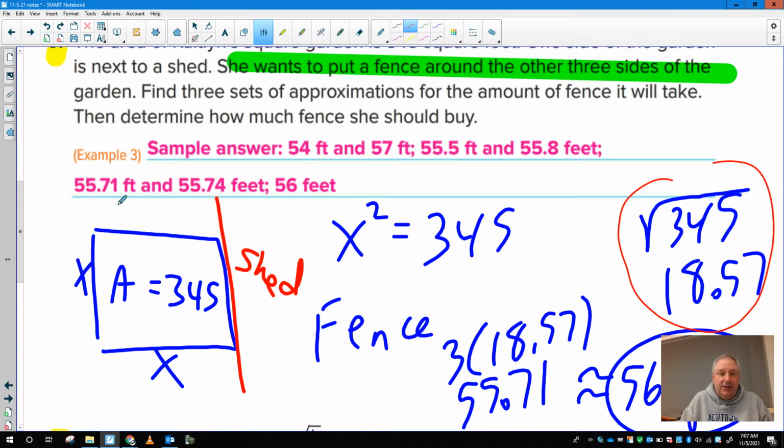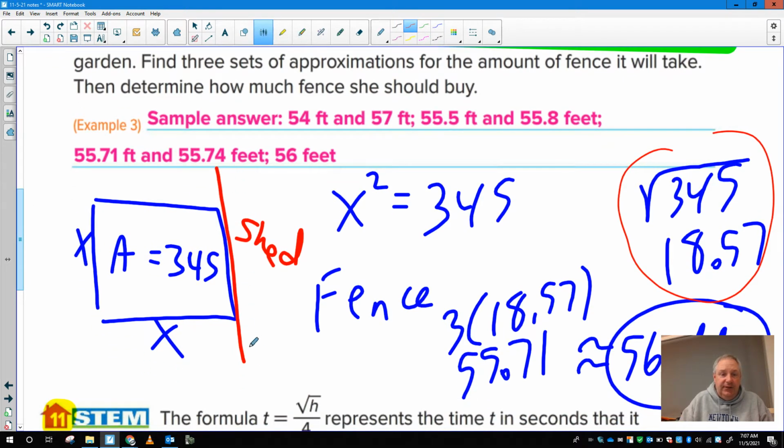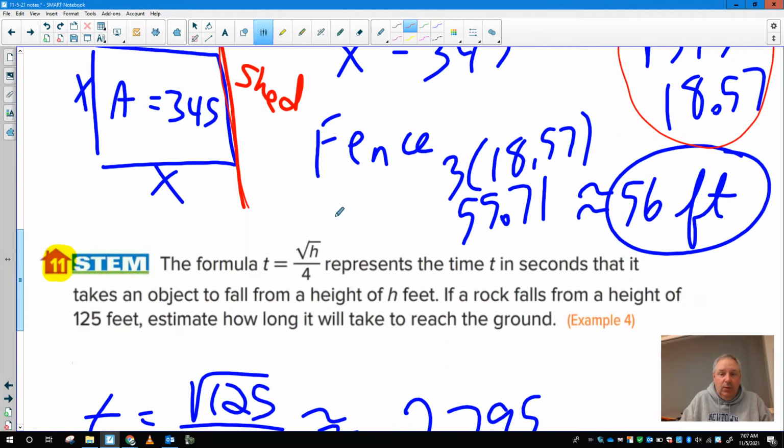The question says, how much fence do we need? You're only fencing 3 sides because it has a shed along here, so you don't need fence along this side. So it's just 3 times 18.57, which gives you about 56 feet.